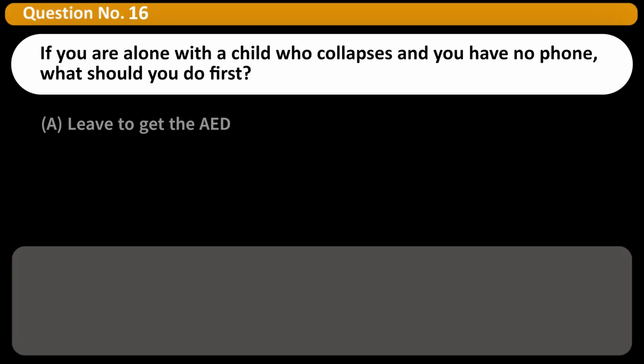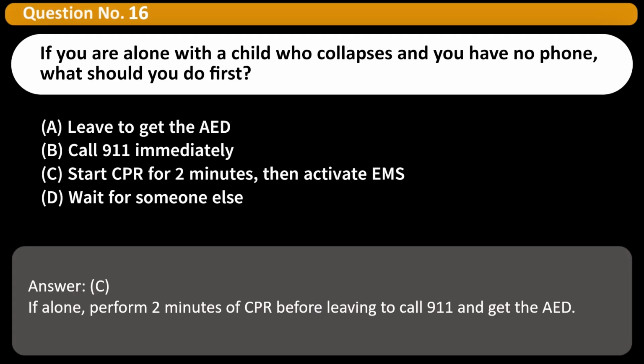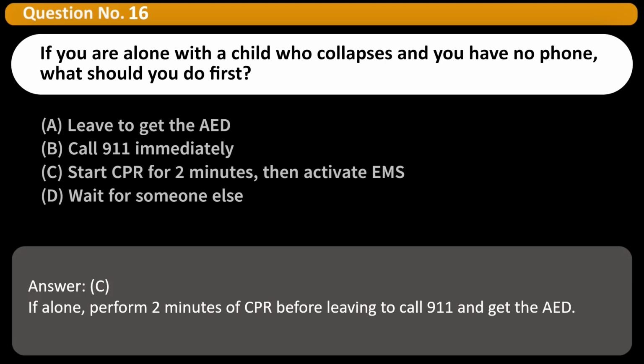If you are alone with a child who collapses and you have no phone, what should you do first? A. Leave to get the AED. B. Call 911 immediately. C. Start CPR for 2 minutes, then activate EMS. D. Wait for someone else. Answer C. If alone, perform 2 minutes of CPR before leaving to call 911 and get the AED.